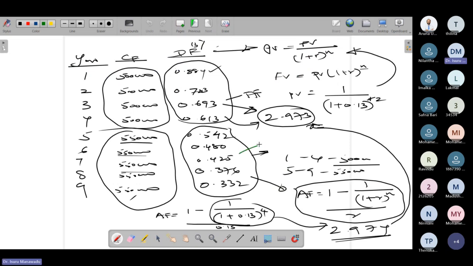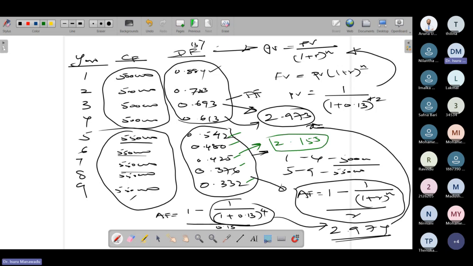What's the total of the discounting factor? The total of these is 2.155.